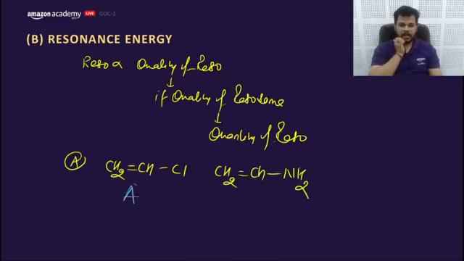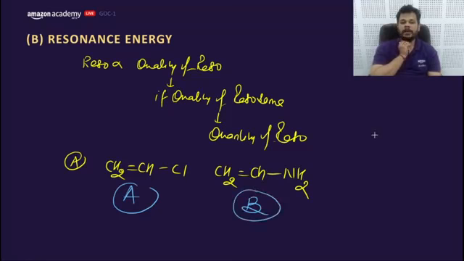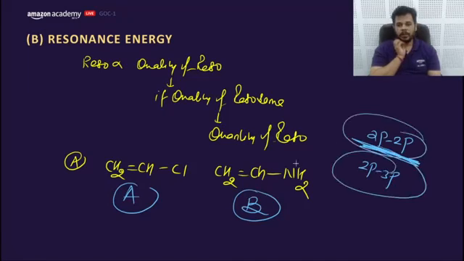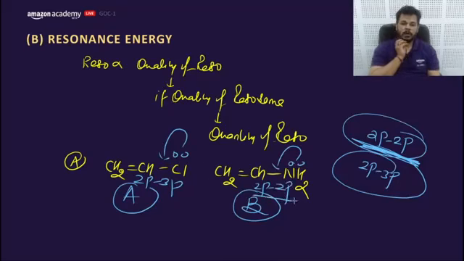This is A and this is B. Which would have more resonance energy considering the quality of resonance? How will you decide the quality of resonance? It is like 2p-2p resonance or 2p-3p resonance. 2p-2p resonance is better compared to 2p-3p resonance. If chlorine goes for resonance, it will make a 2p-3p bond, whereas nitrogen is second period, so it will form a bond through resonance 2p-2p. The 2p-2p bond is stronger, so B would be better than A.